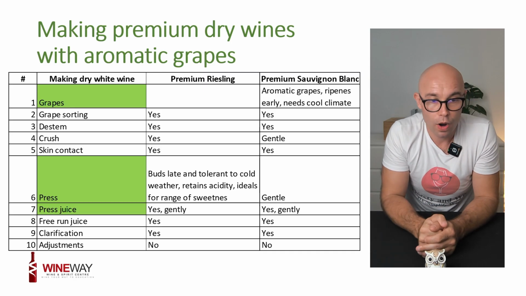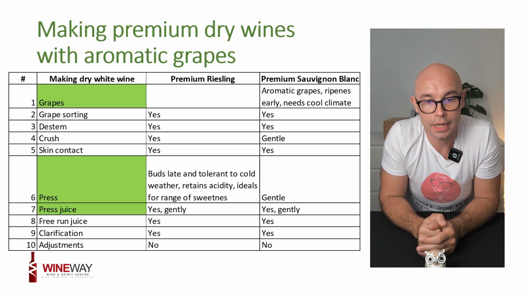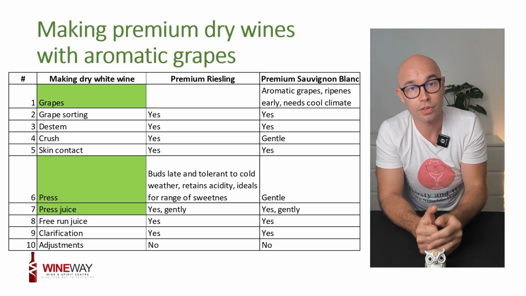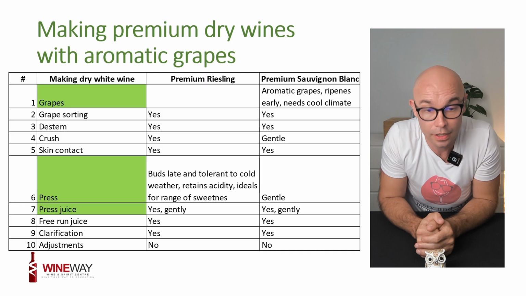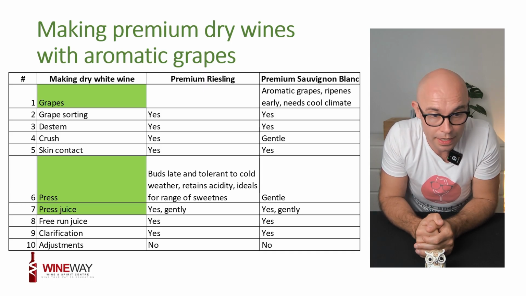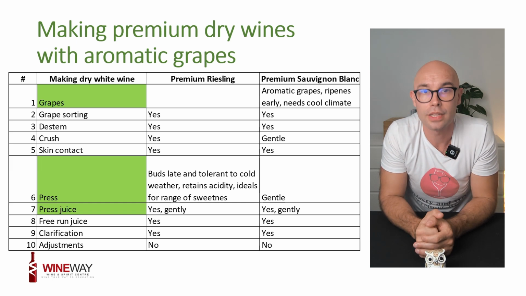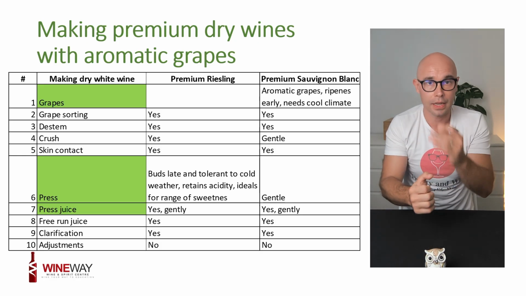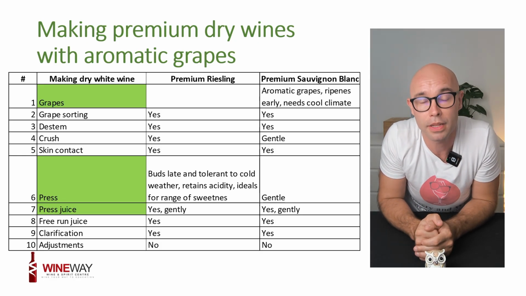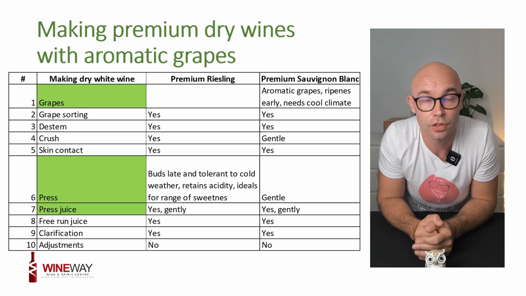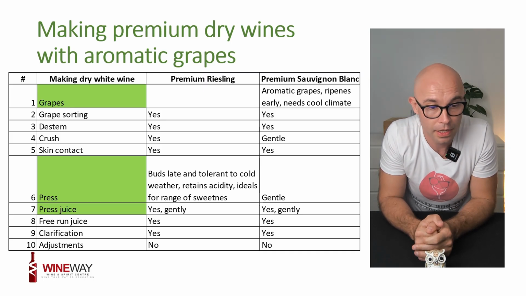Making premium dry wines with aromatic grapes like Riesling and Sauvignon Blanc. So grapes, yes, aromatic grapes. Sauvignon Blanc ripens early and needs a cool climate, where Riesling grows well in a cool climate as well. Grape sorting, yes. The stemming, yes. Crush, gentle, yes, for both grape varieties. Skin contact, yes. So this is the first step that is very important for aromatic grape varieties in order to extract additional flavor and texture from these grapes.